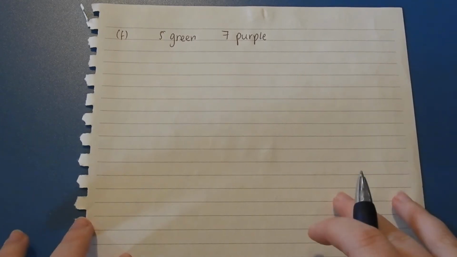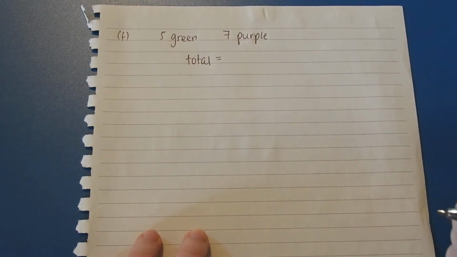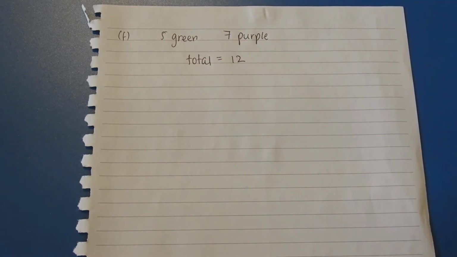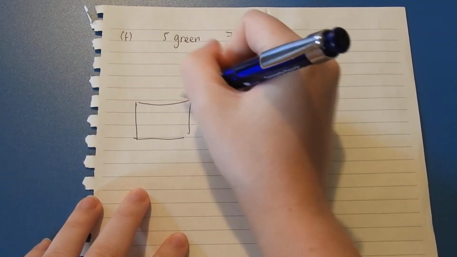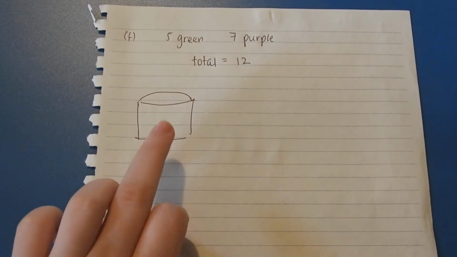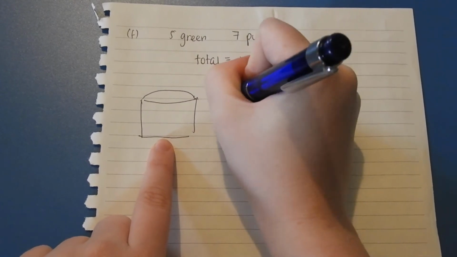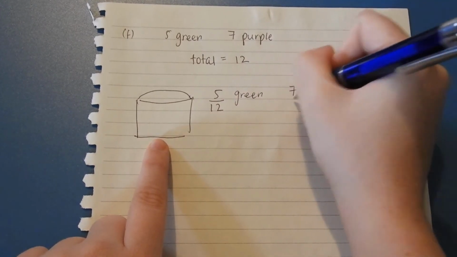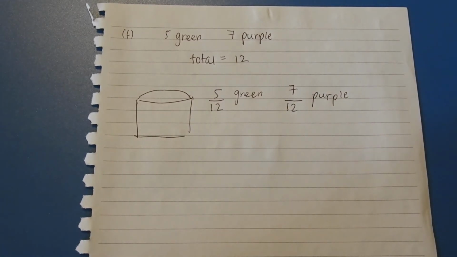So first, we're like, okay, there's 5 green, 7 purple. How many beads are there total? So total beads is 5 plus 7, which is 12. So if I have a bag and I've done nothing to it, what proportion of beads are green? There's 5 beads that are green out of a total of 12 beads, and 7 out of 12 beads are purple. That's a good thing to note.